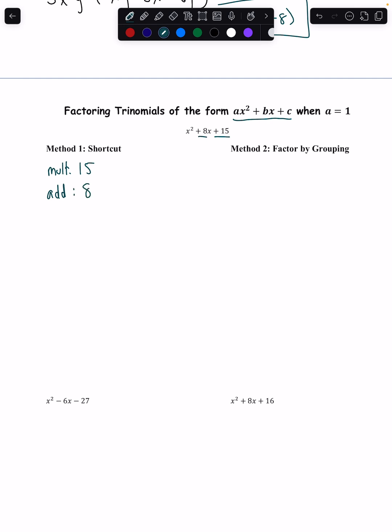You can list a bunch of numbers that add to 8. You can go on an infinite amount of numbers that add to 8. But multiply to 15 for integers, well, if we look at the factors, we have 1 and 15. We have 3 and 5. They're multiplying to a positive, adding to a positive, so that means both of our factors are going to be positive. And then which two factors there add to 8? Well, it's 3 and 5. So our factored form is just going to be x plus 3 and x plus 5.